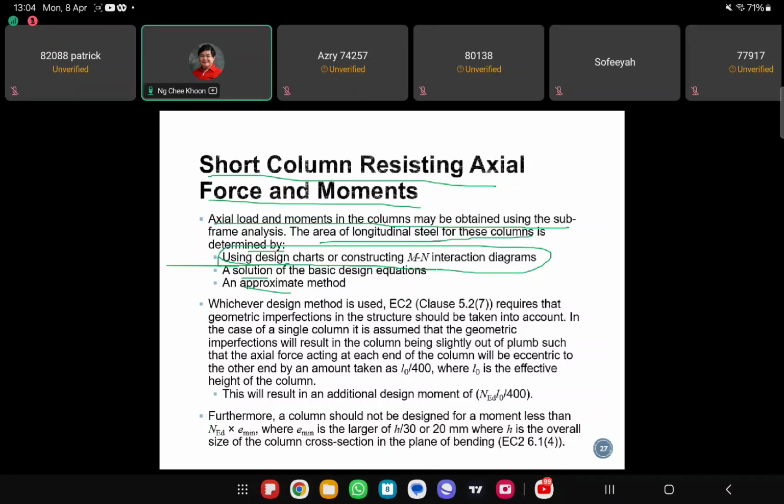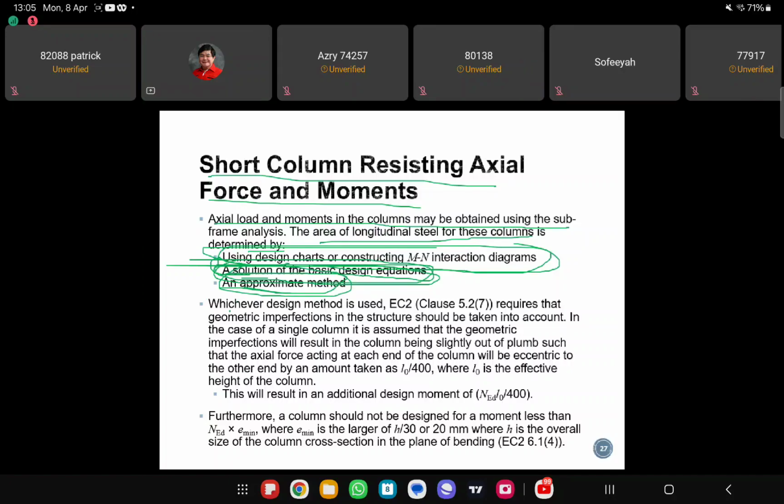And then these design charts are actually plotted using the basic design equations, right? So instead of solving the basic design equation, we just use the design charts, which are developed from the solution of the basic design equation. So this one you only learn in master's course, if you want to solve the basic design equation. And then the third method is the approximate method, which you will not learn.